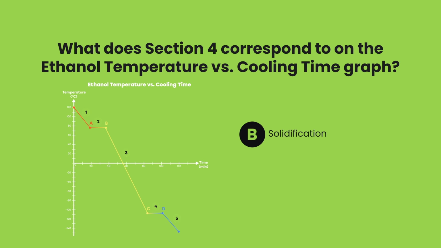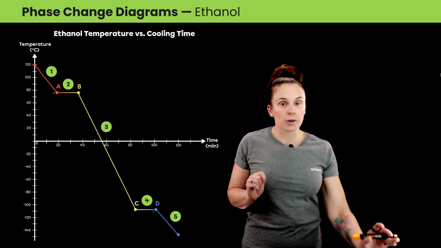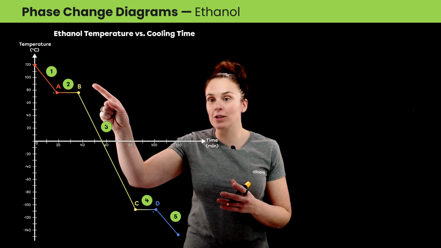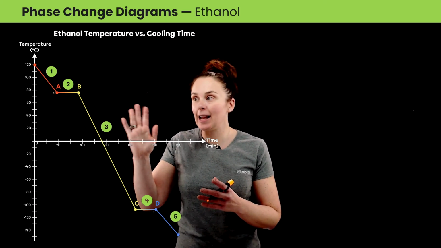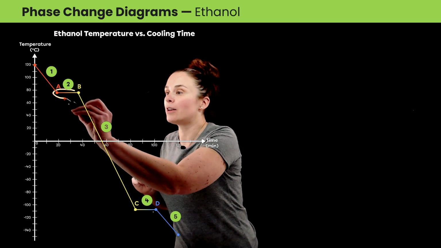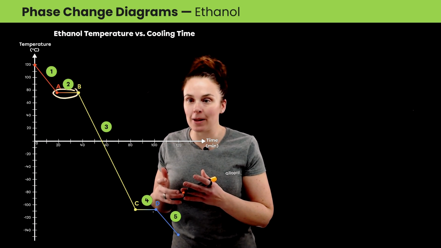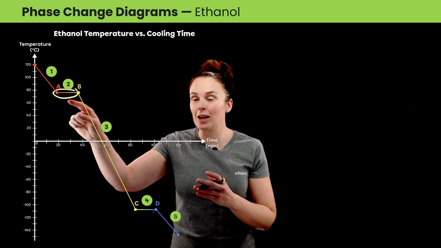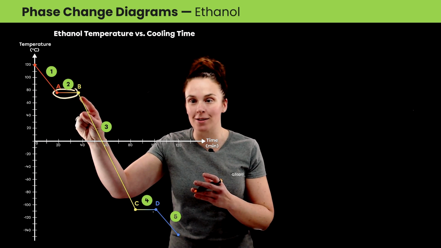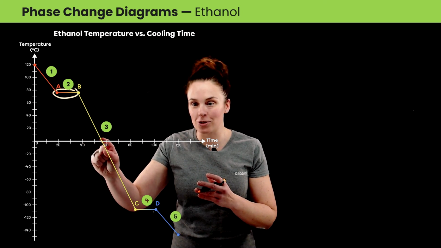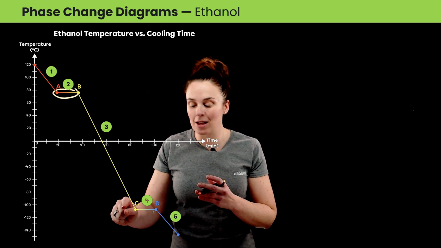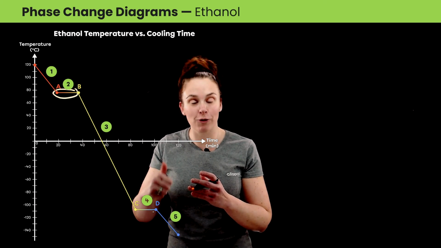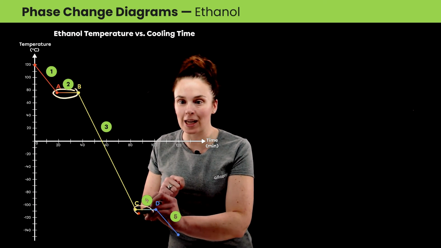The answer is B, solidification. So here, just looking at our cooling graph, we can see that ethanol is starting out in a gaseous form, and then it will condense. And condensation will happen at approximately 78 degrees Celsius. And remember, a phase change is when we see that plateau and temperature stays constant. Then the ethanol is going to go down this third section and stay in liquid form, and then it's going to hit another plateau. And when we see a plateau, so number 4 in this case, we knew from our last question that this is solidification.